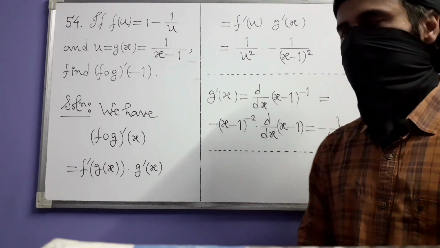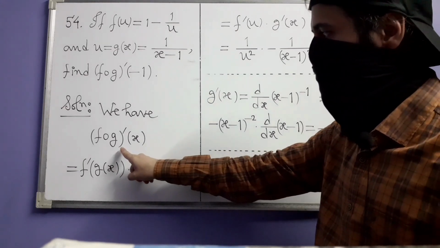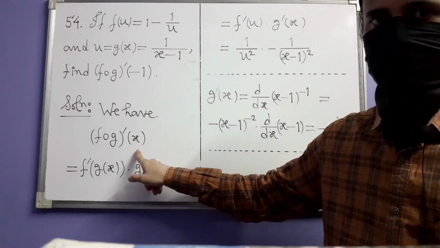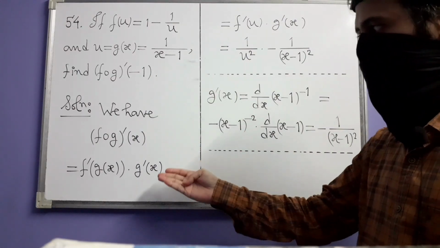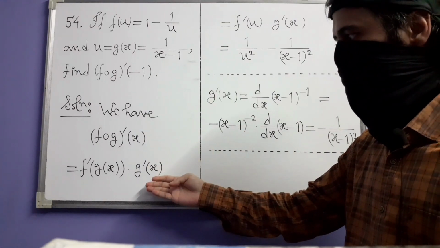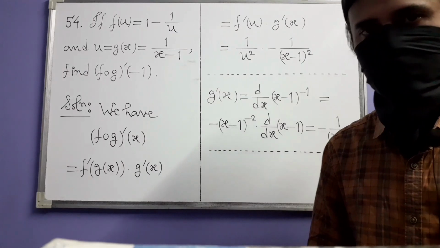So we have to, of course, first of all calculate the derivative in general, and then only we can evaluate it at x equal to minus 1. So that's what we do. So that means in the beginning itself we are applying the chain rule.